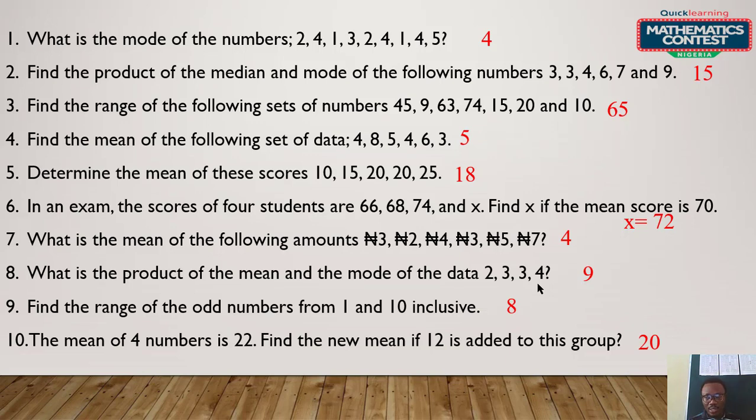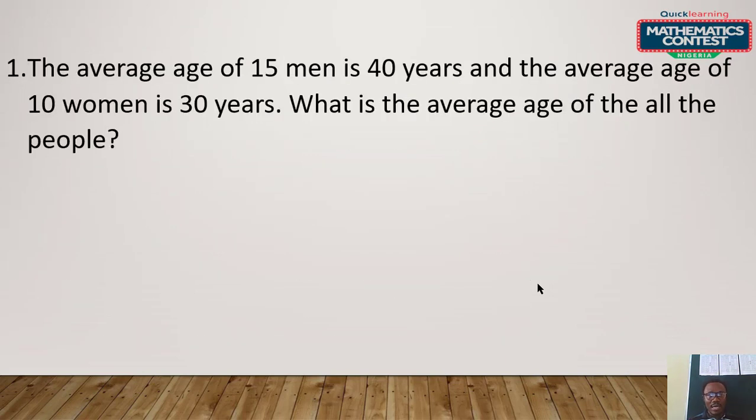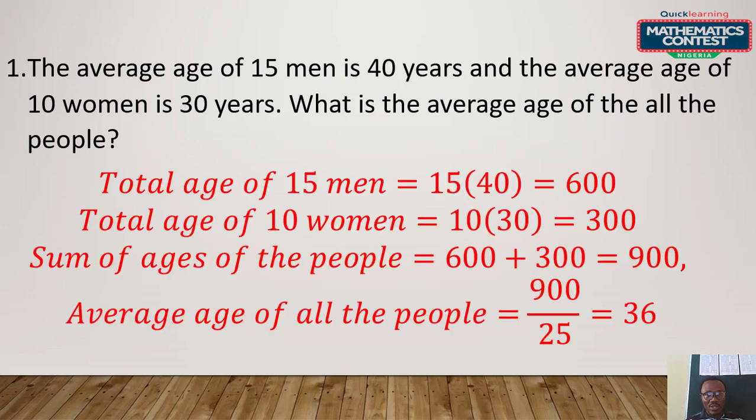So that is that for the mental math. I have added some few questions here just to solve. The average of 15 men is 40 years and the average of 10 women is 30 years. What is the average of all the people? So we'll get the total age of the 15 men. 15 times 40 is 600. We'll get the total age of the 10 women. 10 times 30 is 300.